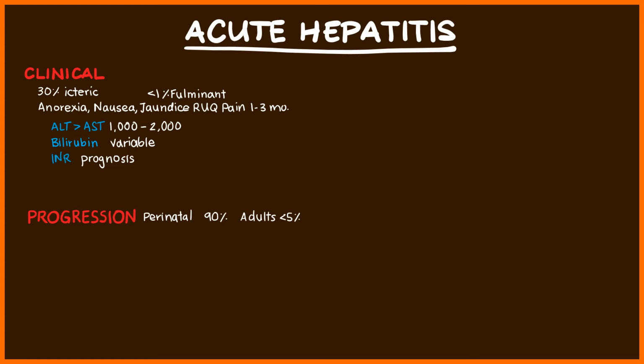Adults, less than 5%. So adults don't tend to progress as much as perinates. So what does it progress to? Acute hepatitis can develop into chronic liver disease. And then this chronic liver disease can progress to cirrhosis, and of course cirrhosis is a very difficult disease to manage, and then this can produce either hepatocellular carcinoma and then death from liver failure or from that cancer. So this is something that can eventually lead to death, so it's important that these patients are screened and identified.